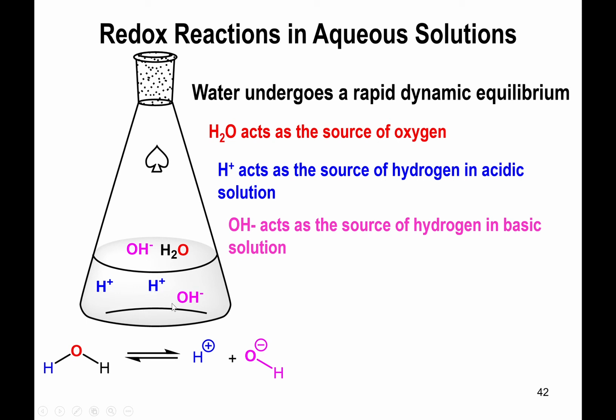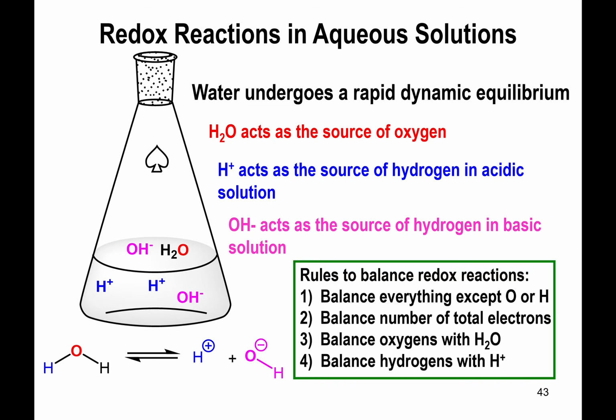And so the way in which we go about balancing redox reactions that are in solution is a little bit different than your typical single displacement reactions, decomposition, synthesis, or combustion, where you basically can solve them by inspection. Here, you cannot do that. You have to follow a method to balance the reactions. And the method consists of a number of steps.